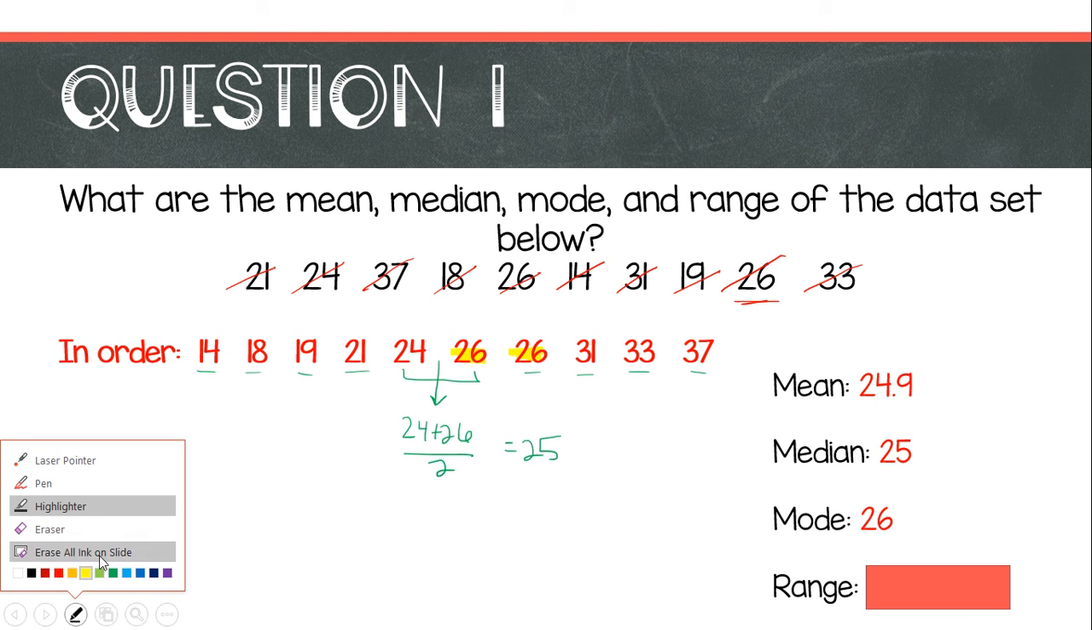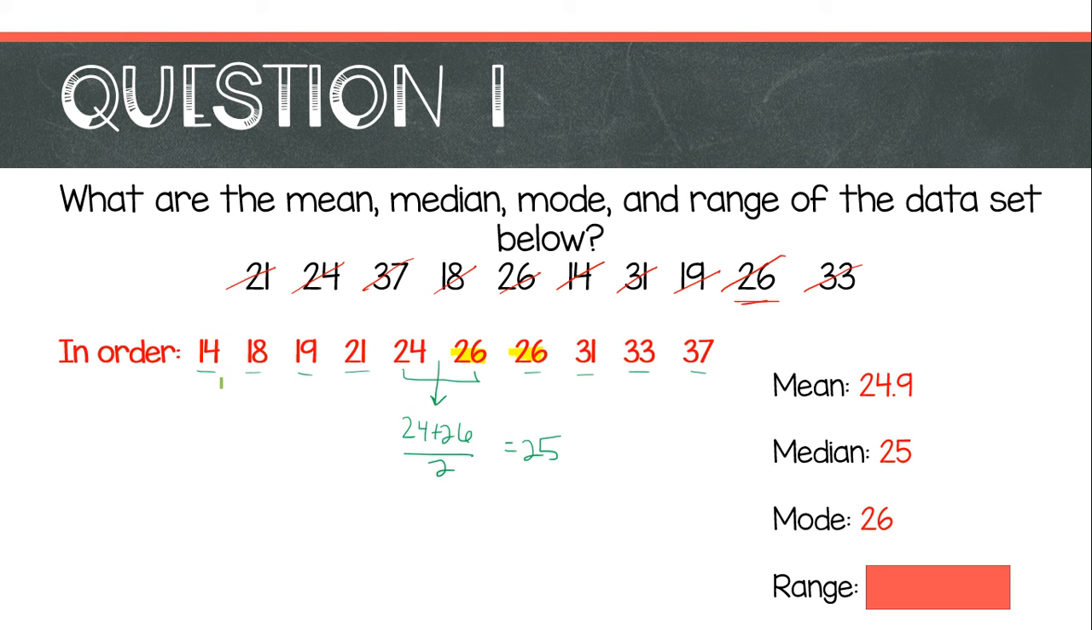Range is the difference of your minimum and your maximum. It's describing how much data you're working with. So my minimum here is 14, my maximum is 37, so I just subtract the two, and my range is 23, because the difference between those two is 23.